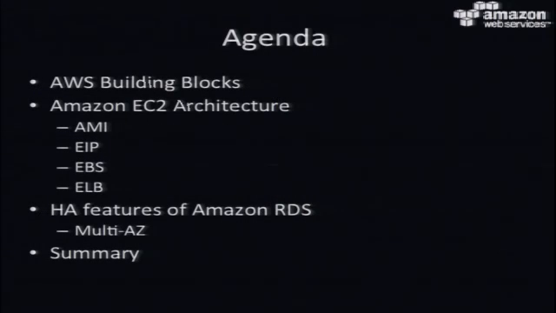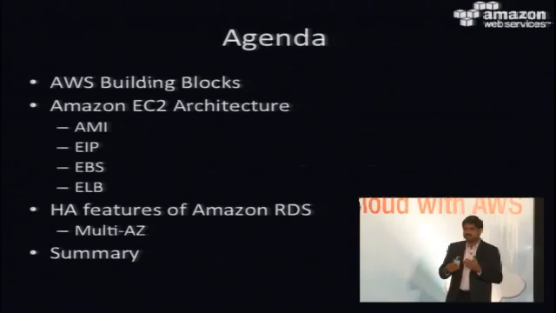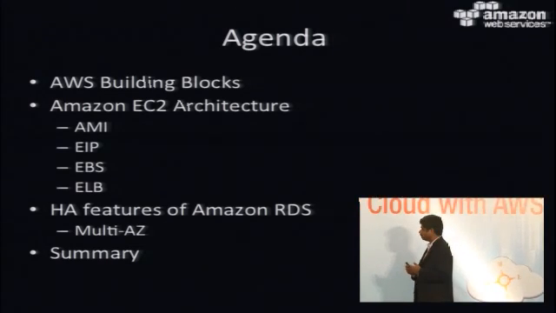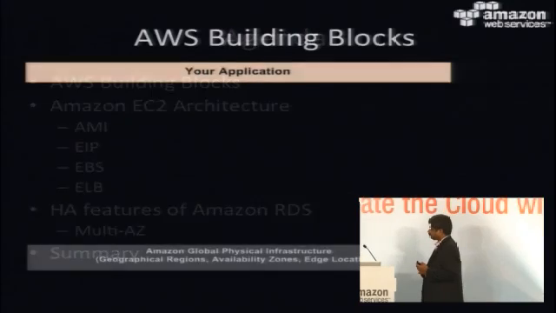The agenda for this session is to take a closer look at the AWS building blocks, then take a look at Amazon EC2 architecture with focus on specific elements like AMI, Elastic IP, Elastic Block Store, and Elastic Load Balancer. Then we'll briefly touch upon the high availability features of Amazon RDS. We'll revisit the concept of multi-AZ that we have heard in the morning. So let me get started.